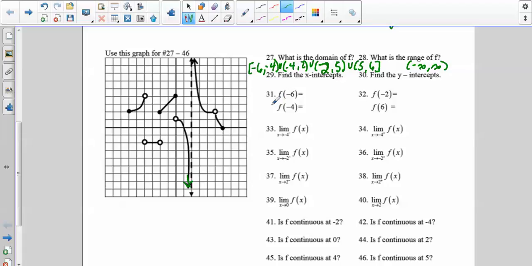Alright, 31 and 32, we're looking for the defined values, the filled in values. So f of negative 6, it's all the way back here. It's positive 2.